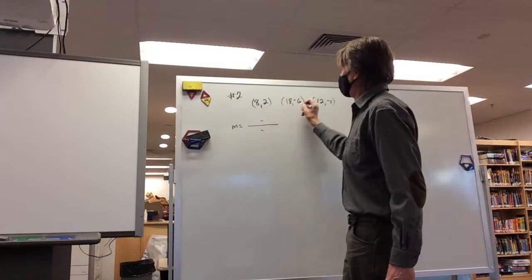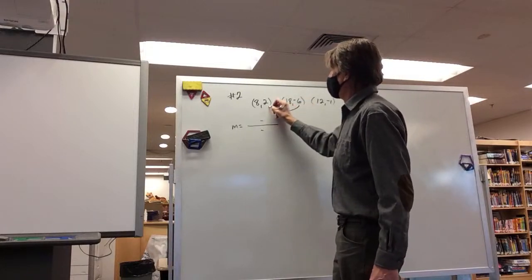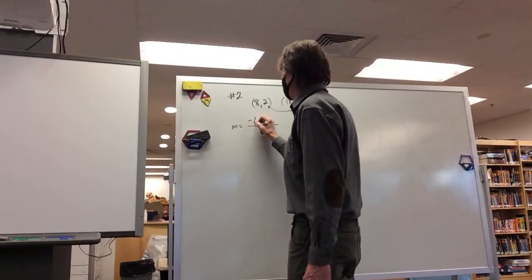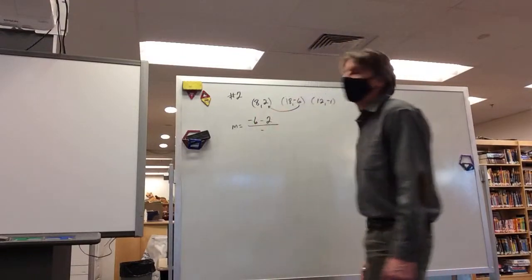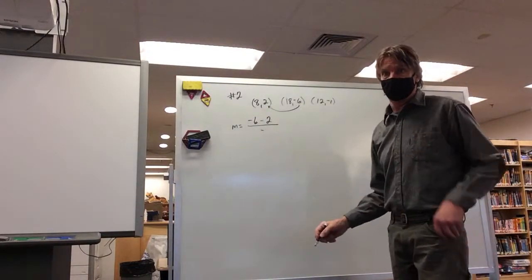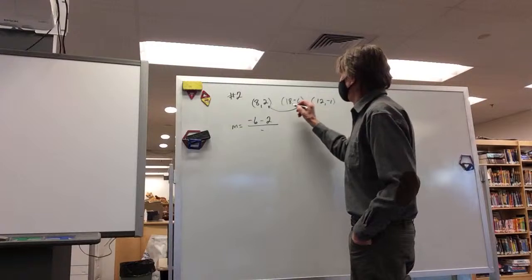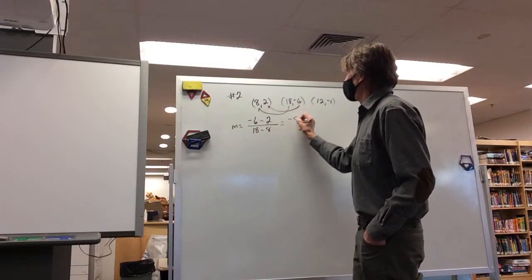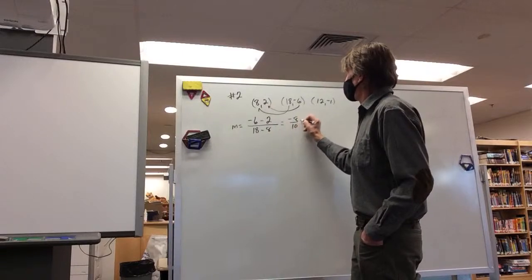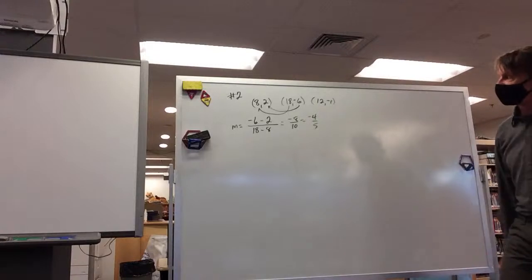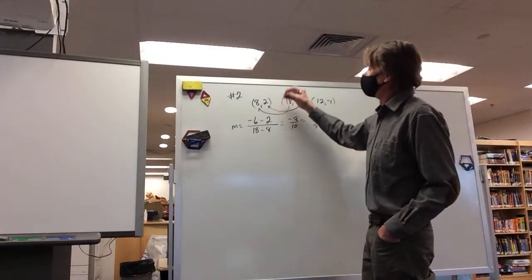-6 and 8. Okay, no, 2. It's got to be the y values. So -6 minus 2. So if you do that, what has to be on the bottom? 18 and 8. Same order. So that's -8, and that's 10, which is -4/5. So that's the slope between these two.